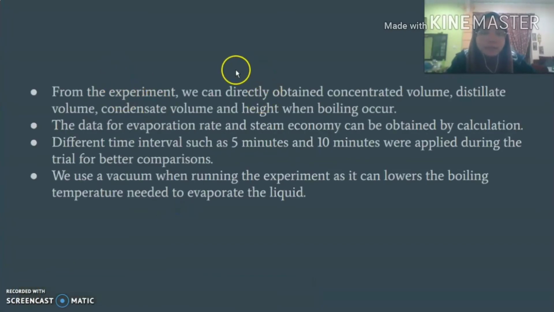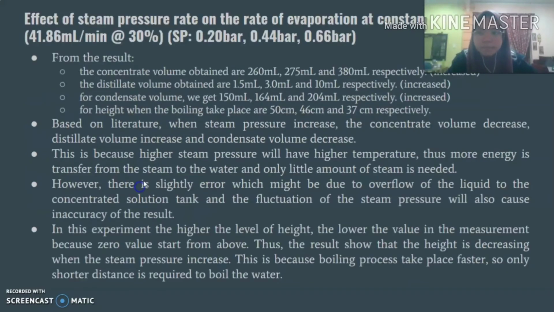First, from this experiment, we can obtain 4 data, which are concentrated volume, distillate volume, condensate volume, and also the height when the boiling takes place. And the rate of evaporation and steam economy can also be obtained through calculation. We use two different time intervals, which are 5 minutes and 10 minutes. And we also use a vacuum because it can reduce the boiling temperature for the liquid to evaporate.